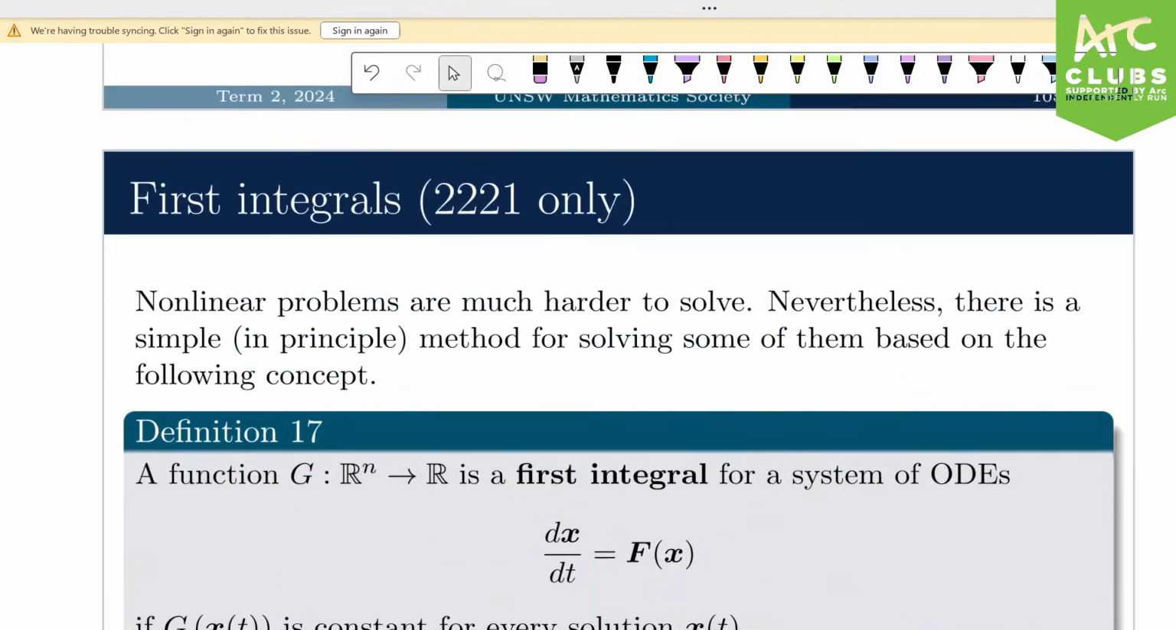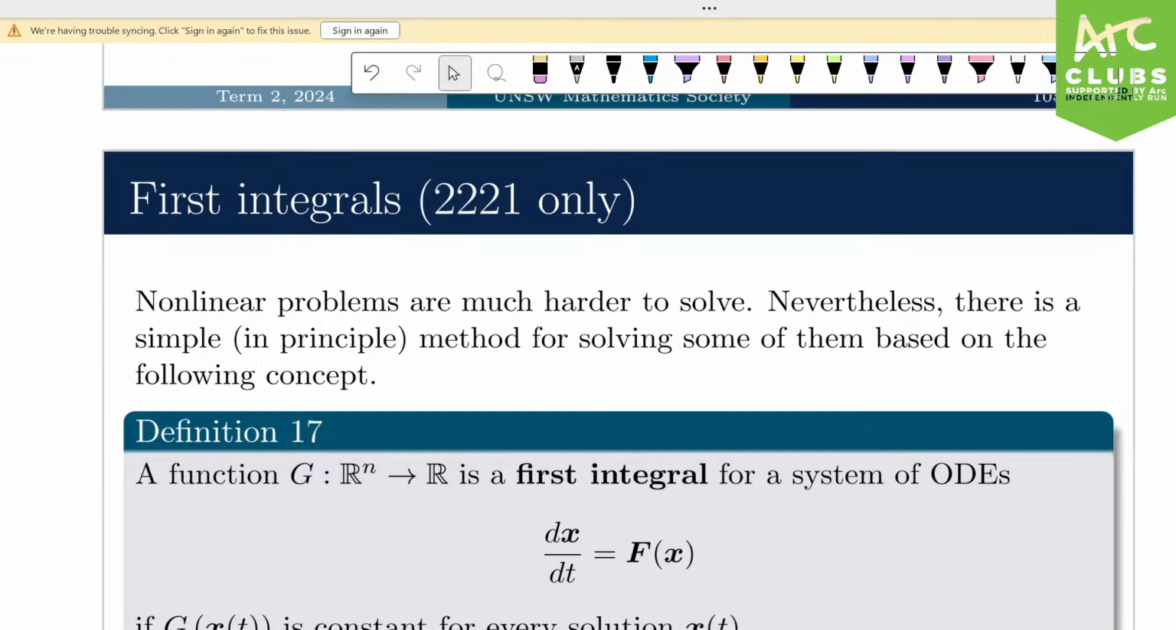Okay, so we're going to briefly touch on first integrals, just because there was a problem on this in the tutorial problem set, but this is not going to be heavily assessed at all. Again, maybe they might throw something in there, so just being mindful of that. When we get nonlinear problems, they're a little bit harder to solve and we have to get a bit more creative. But we've got a method called first integrals.